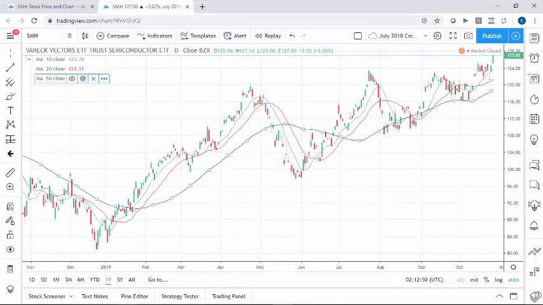So let's look at the moving averages. So here's a look at the 1 year, and for the most part, as of right now at least, the moving averages are all in line. You have the 10 higher than the 20, higher than the 50 day.